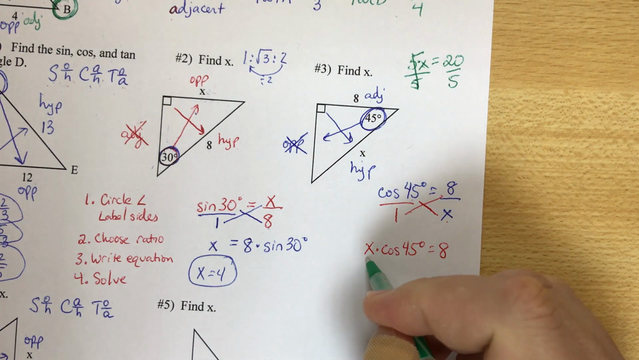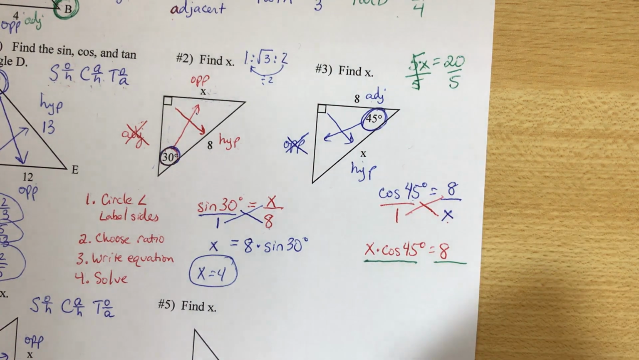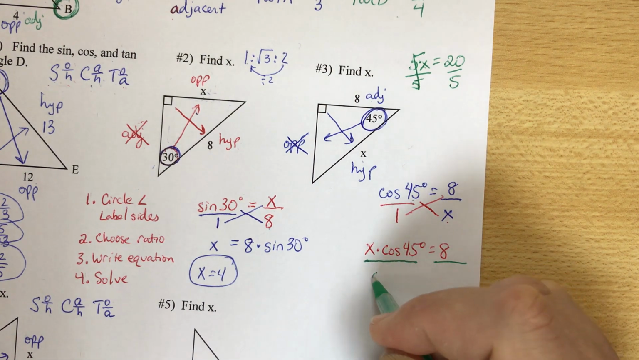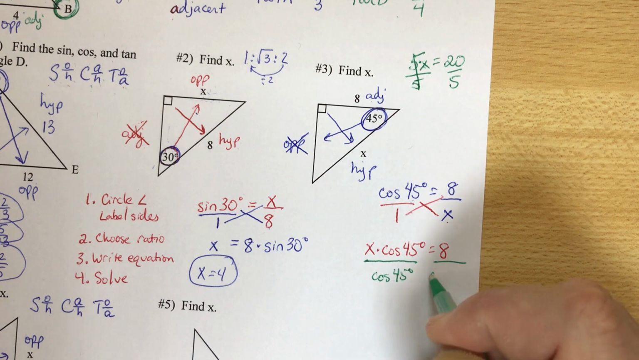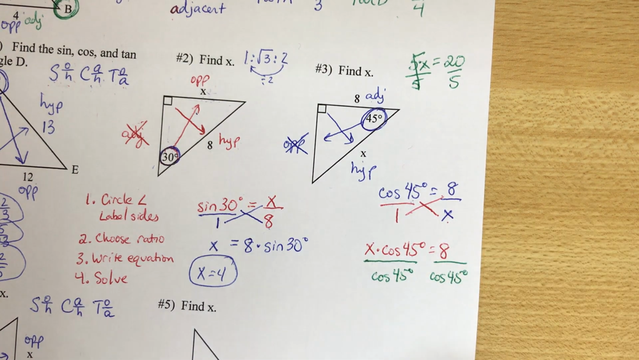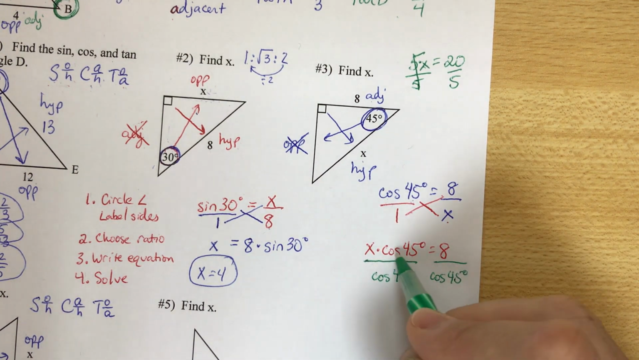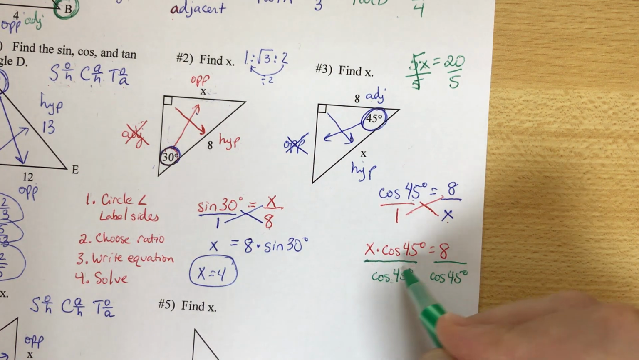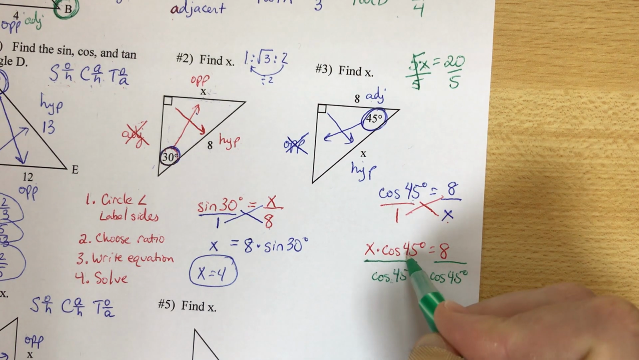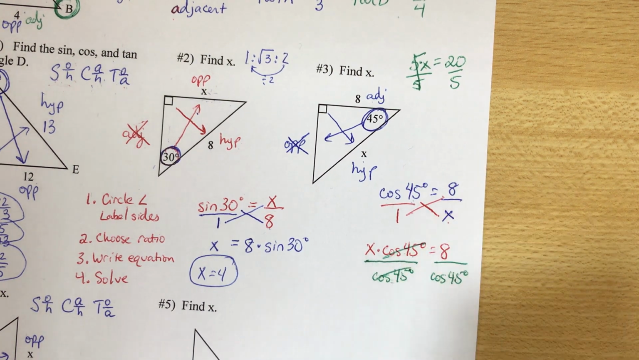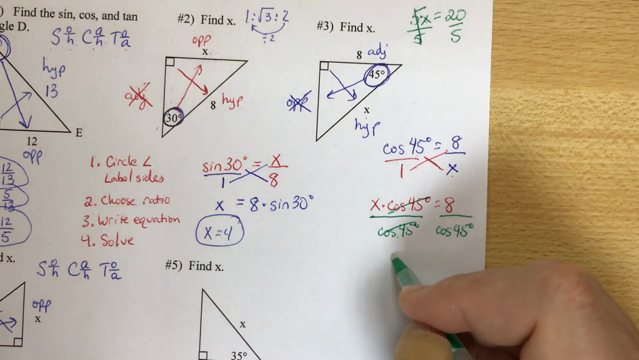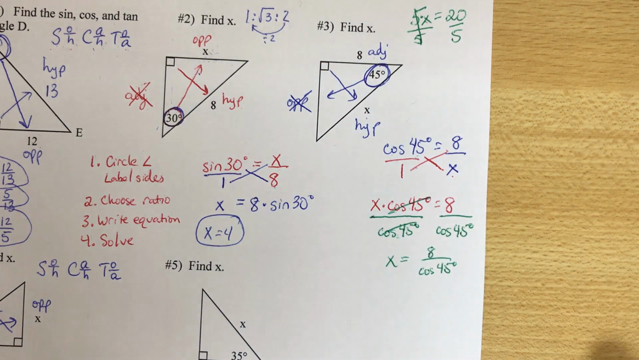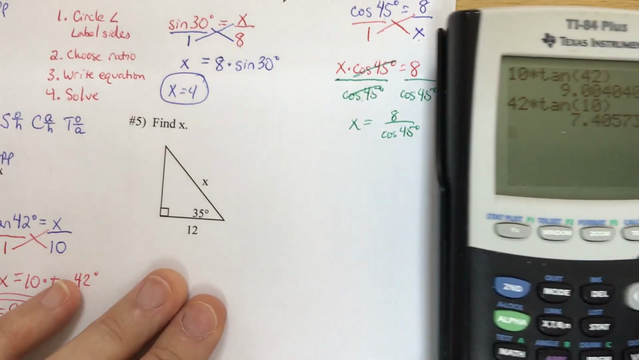How do we undo multiplication? Well, we divide both sides. Now, we're not dividing by 45. We're dividing by this whole thing, cosine 45 degrees. Now, any value divided by itself is always 1. So I don't need to type this on the calculator. Whatever decimal that is, if I divide it by itself, I get 1. So what we have is x equals 8 divided by cosine 45. And now it's a calculator problem.